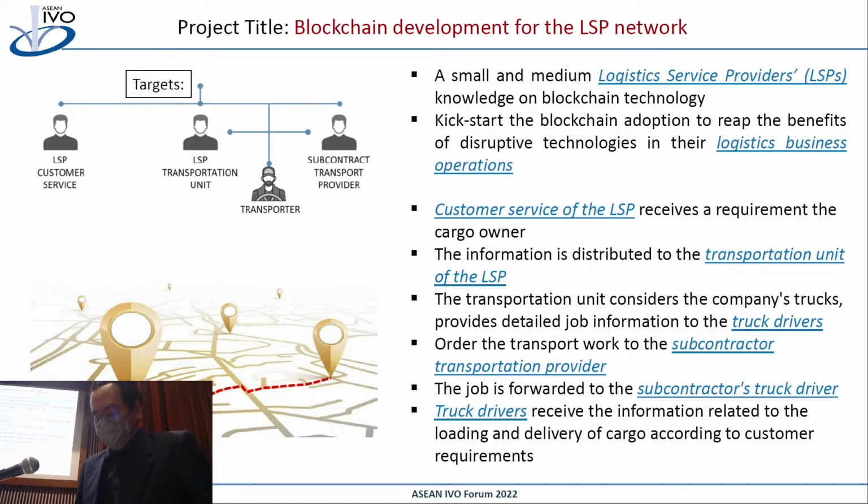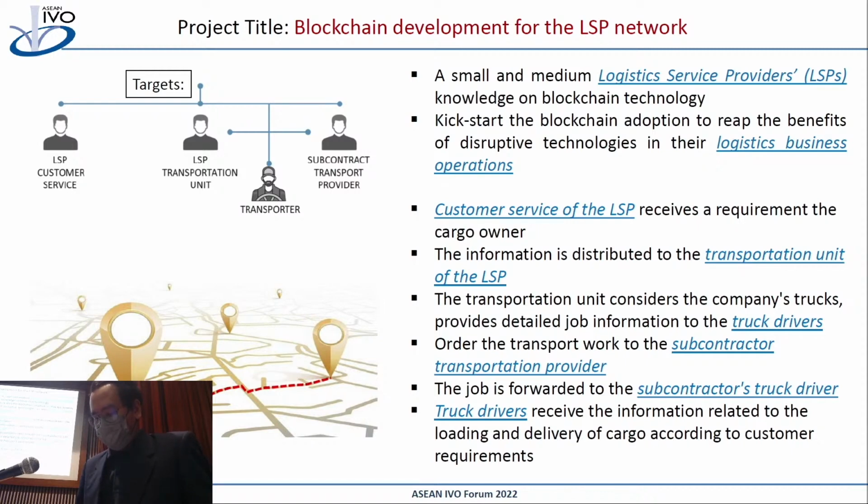For the logistics business operation, the customer service of the LSP receives a record detail from the customer or the cargo owner. The detail of information is distributed to the transportation unit of the LSP. The transportation unit considers the availability or suitability of the company's truck, plans delivery, and provides detailed job information to the designated truck driver.